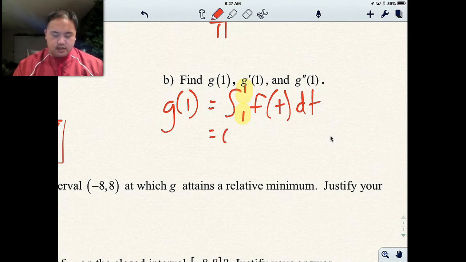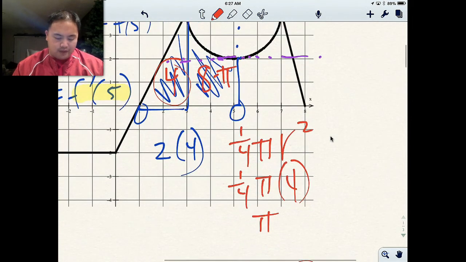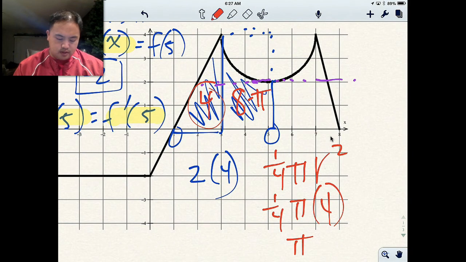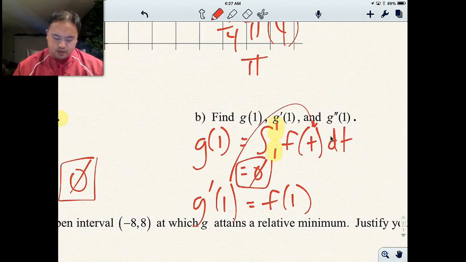So this is 0. G prime of 1 means, again, taking 1 and plugging into here. So g prime of 1 means the same thing as f of 1. I look at my graph again. When x is 1, my y value is 0. If you have a hard time seeing it, let me erase this. When x is 1, my y is 0. So this one is also 0.